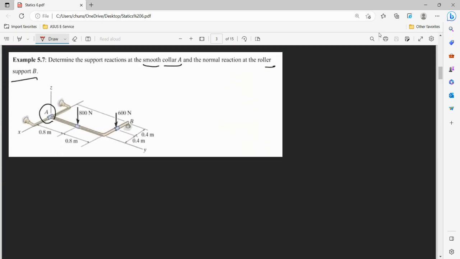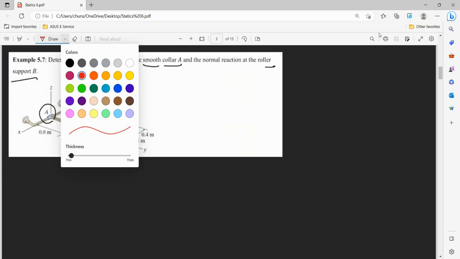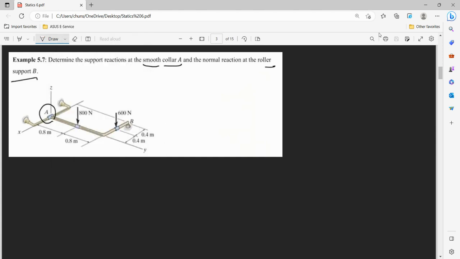So we're going to make this a little more apparent with an example. We have a smooth collar at A and a roller at B. So we're going to draw the free body diagram for this. I'm just going to draw this on the side. Free body diagrams don't have to be this complex. I just want to do it to show the geometry a little better.